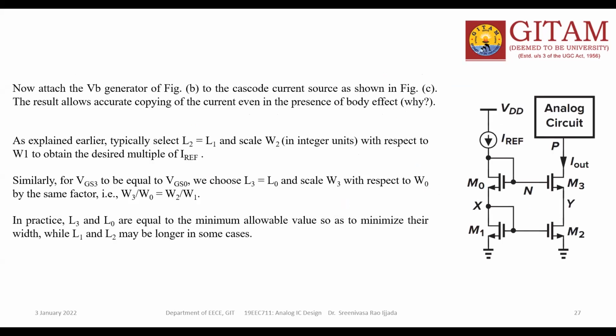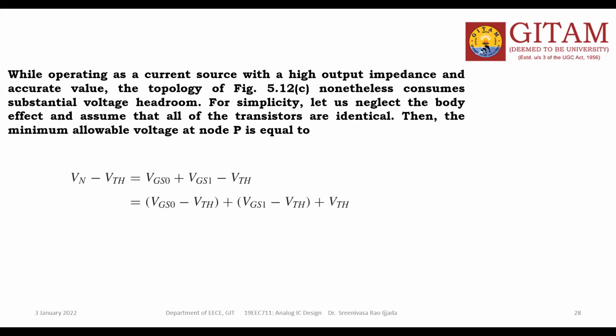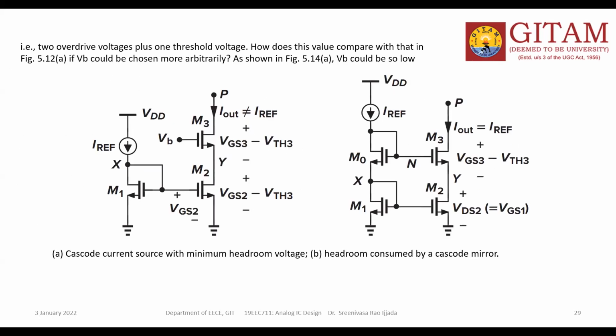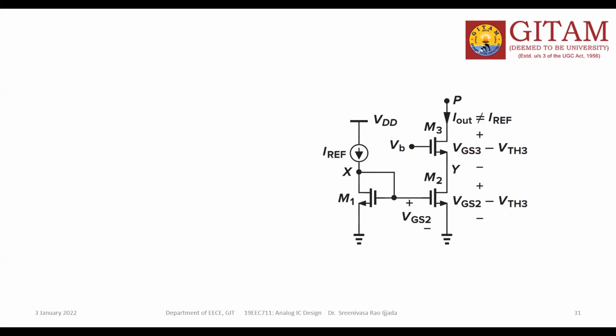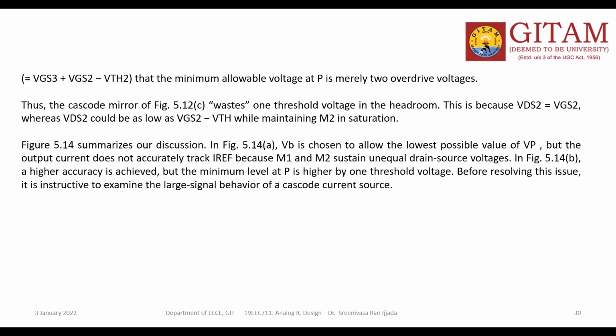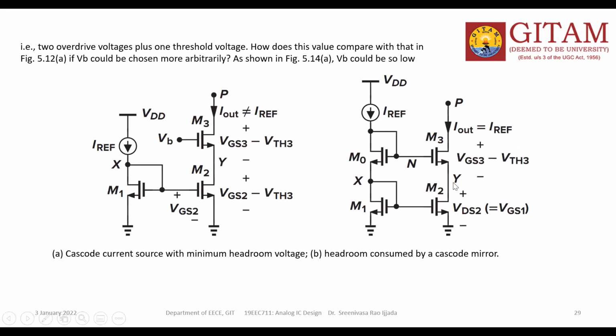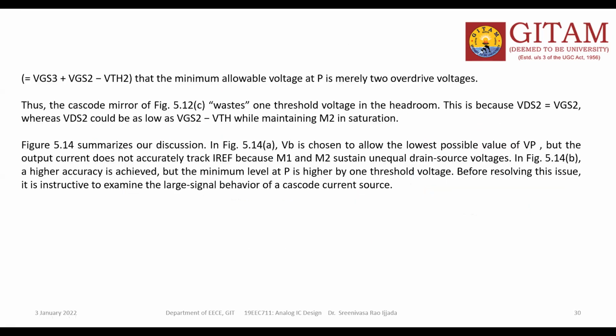In the earlier case, we discussed these circuits. Now suppose you take a second approach. In the first approach, the problem is this circuit, the headroom consumed by the cascode mirror. The issues in this circuit will be overcome by this circuit, but the problem is it consumes more voltage headroom. This is the first method. So we are going to think alternately about another method.